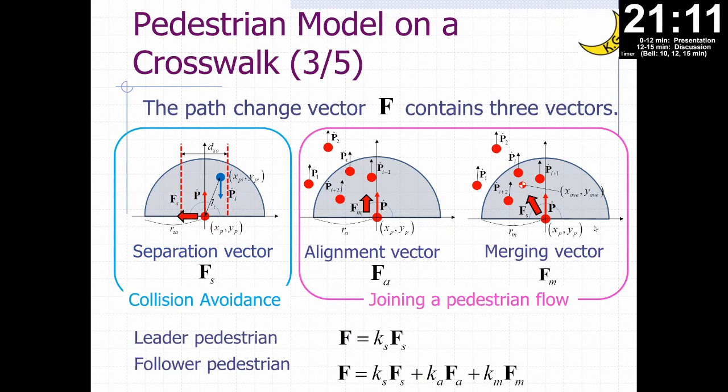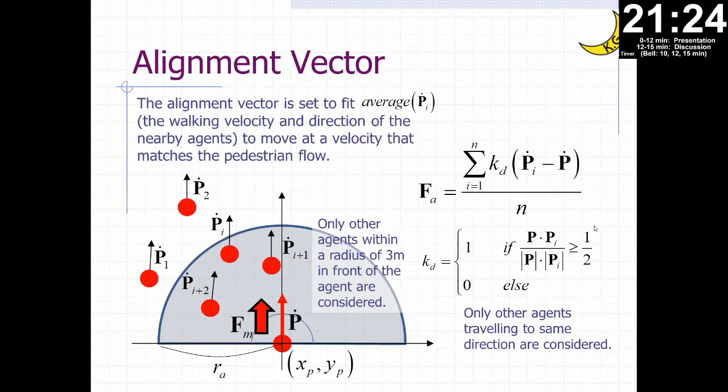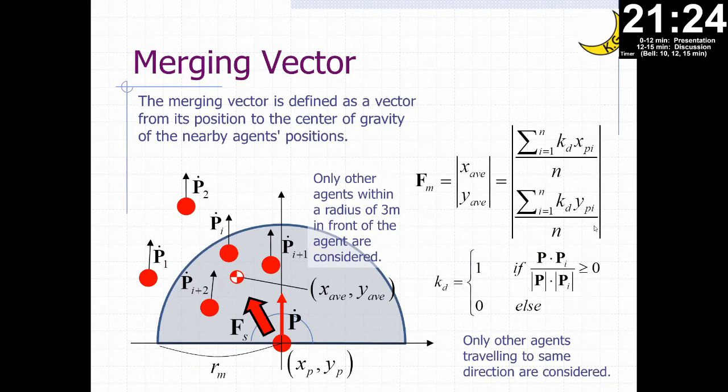The combination of vectors obtained from the three rules achieves crossing and pedestrian avoidance. In the case of leader pedestrians, only the separation vector is used. And for the follower pedestrian mode, all vectors are used. And please read the proceedings for the explanation, since there is not enough time.